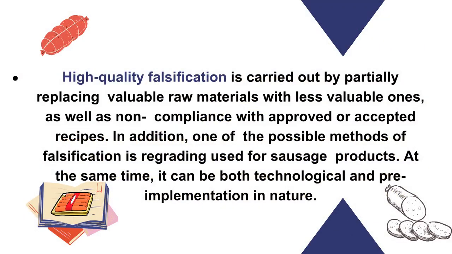High-quality falsification is carried out by partially replacing valuable raw materials with less valuable ones, as well as non-compliance with approved or accepted recipes. In addition, one of the possible methods of falsification is regrading, used for sausage products. At the same time, it can be both technological and pre-implementation in nature.